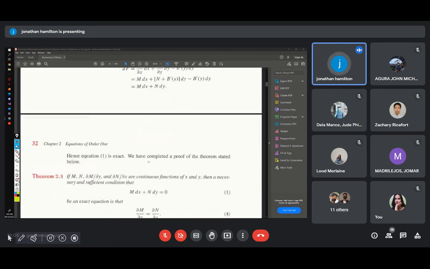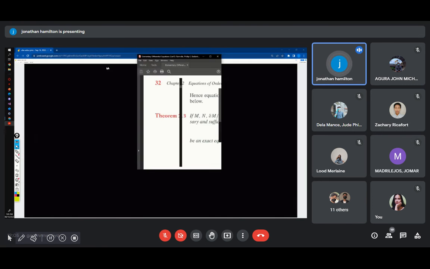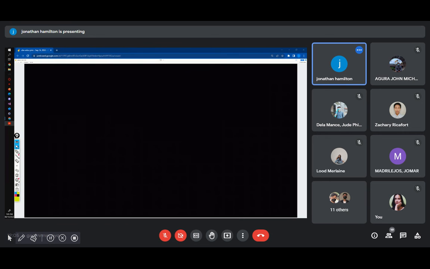So I think you noted that at the last. This is Theorem 2.3. If the functions M, N, and the partial derivatives of M and N with respect to y and x are continuous functions of x and y, then a necessary and sufficient condition that M dx plus N dy equals 0 be an exact equation is that the partial derivative of M with respect to y is equal to the partial derivative of N with respect to x. Now again, the explanation may be confusing, so we will further explain it through examples.